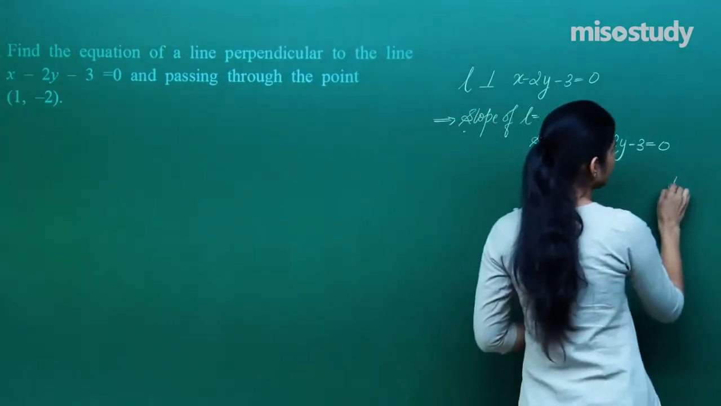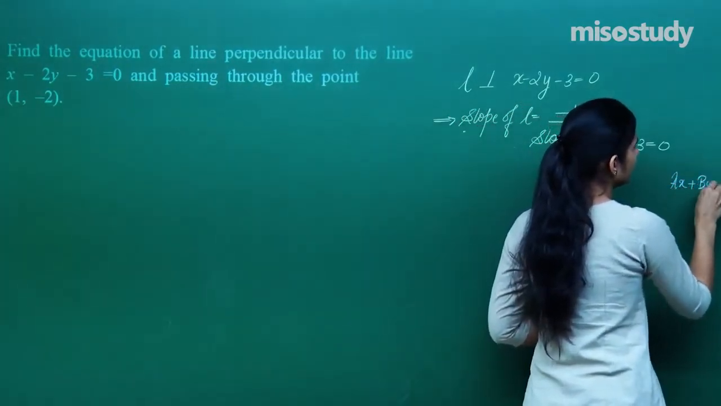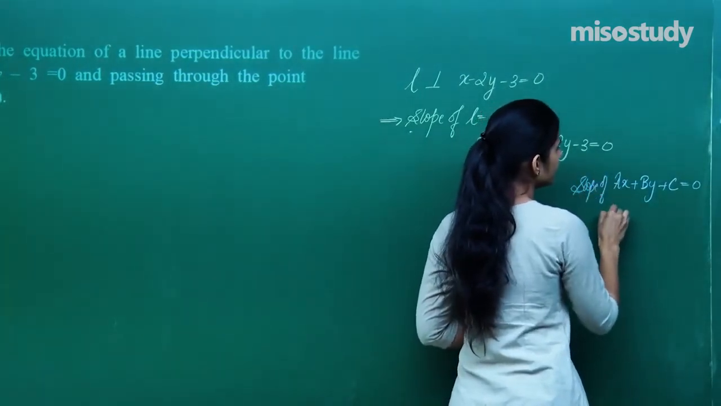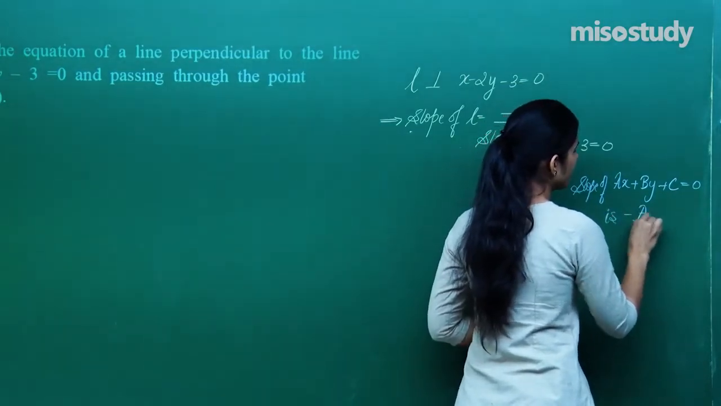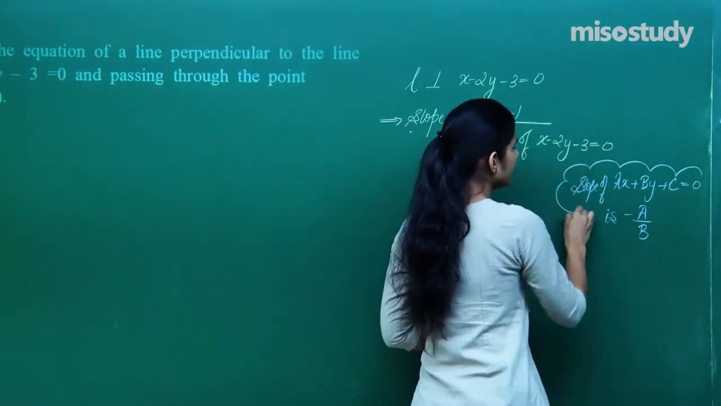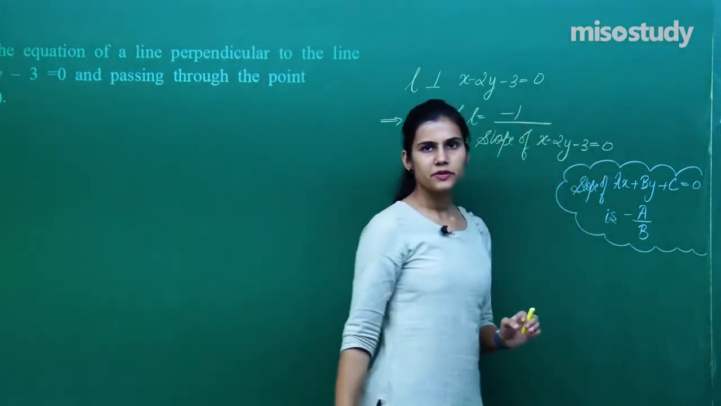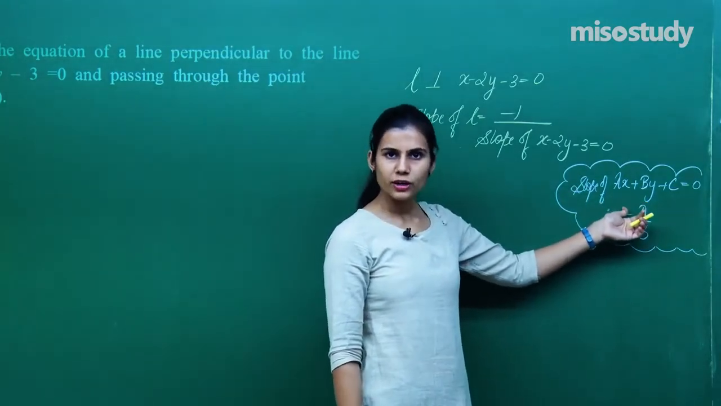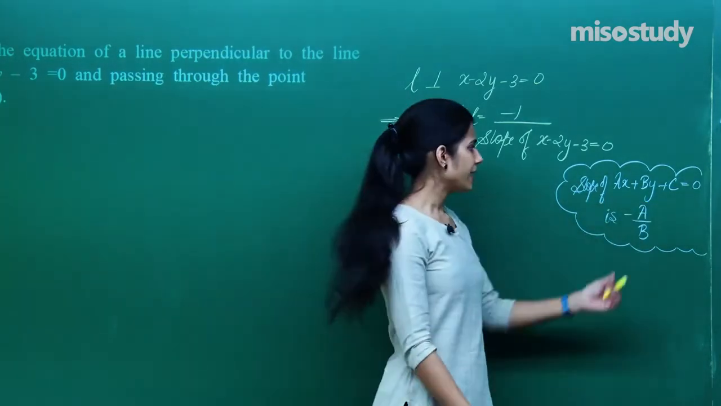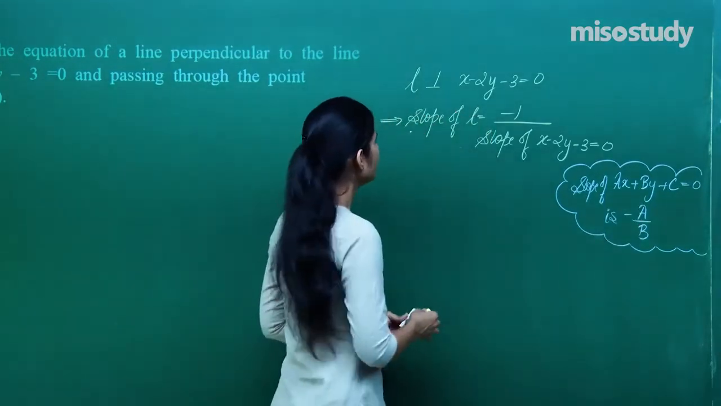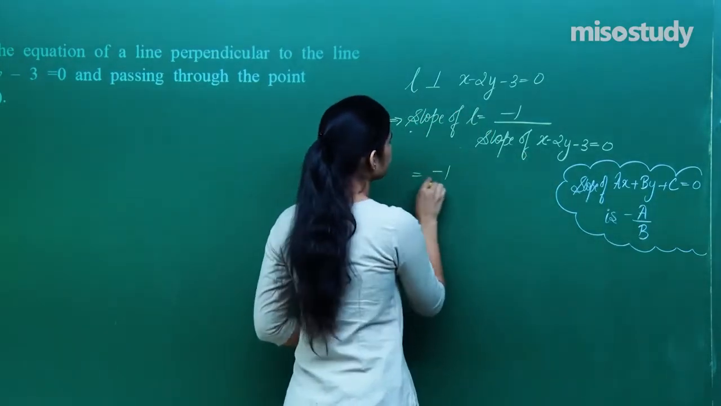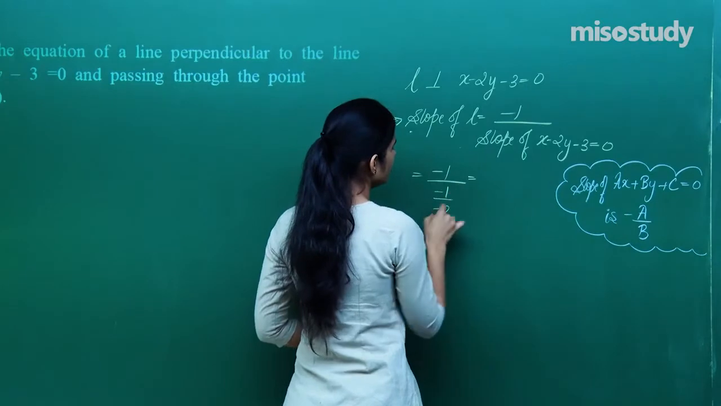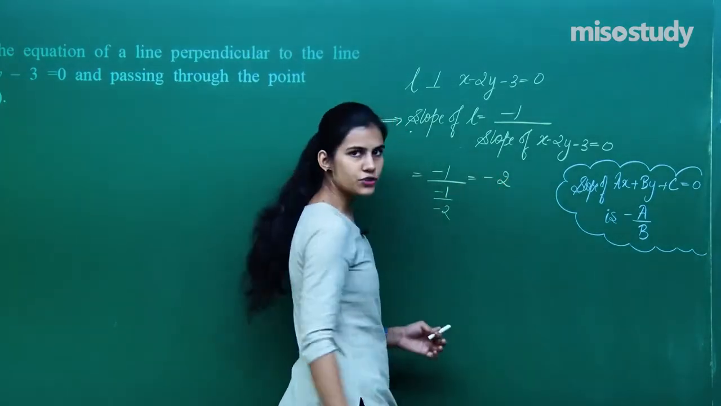What is the slope of the line ax plus by plus c equals 0? The slope of this is given by minus a by b. If you remember, we have already done this. We convert ax plus by plus c equals 0 into the slope intercept form and then conclude about the value of the slope of this line, whose general equation is given to you as minus a by b, minus of coefficient of x upon coefficient of y. So here, what will be the slope of this line? Minus of coefficient of x upon coefficient of y. So this is actually coming out to be minus 2.